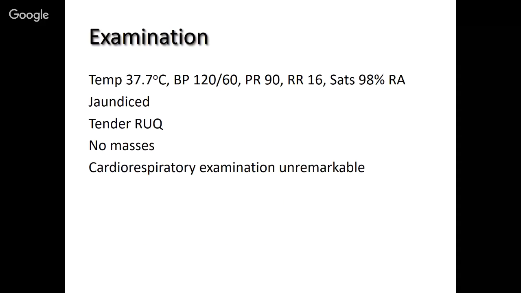So this is her examination. She's 37.7 temperature, blood pressure 120/60, and respiratory rate 90. Pulse rate 90. Oh my God, I'm dying. Respiratory rate 90. Right. Okay. Now you know I'm tired. Respiratory rate 67. Saturation 98%. Now she's jaundiced. She's tender in the right upper quadrant, and she has no masses to feel.